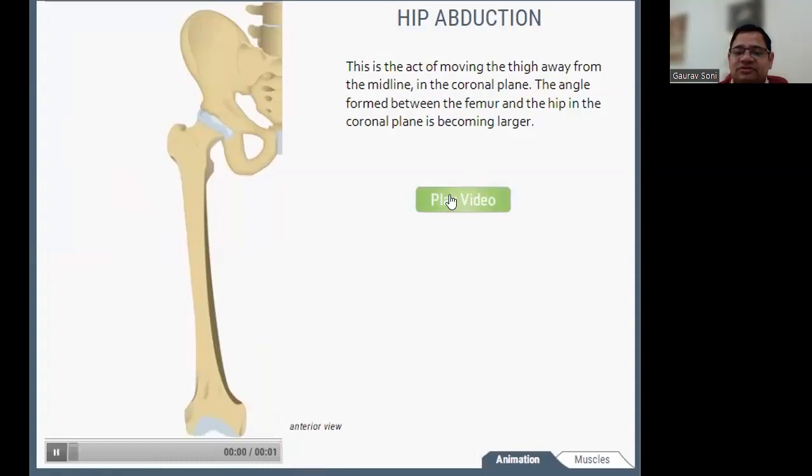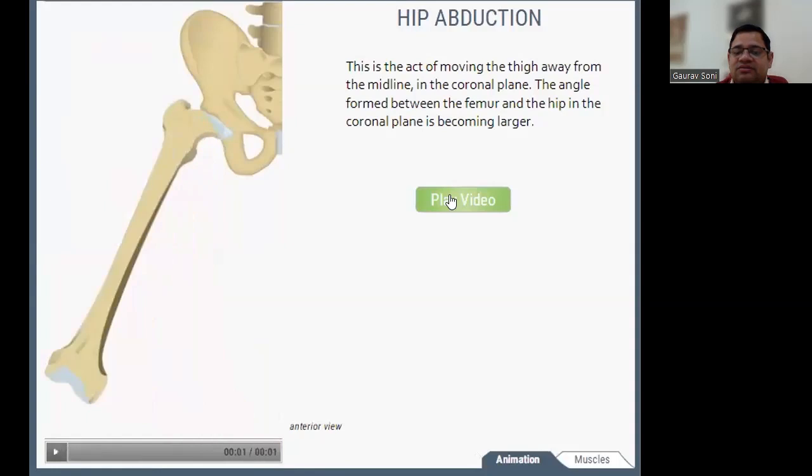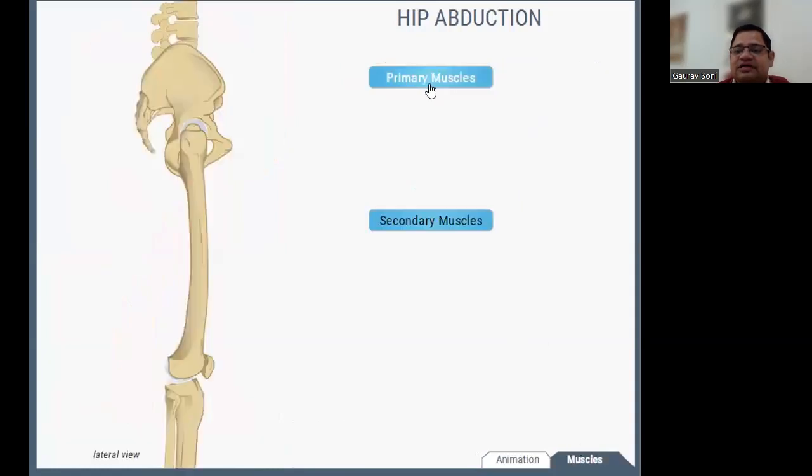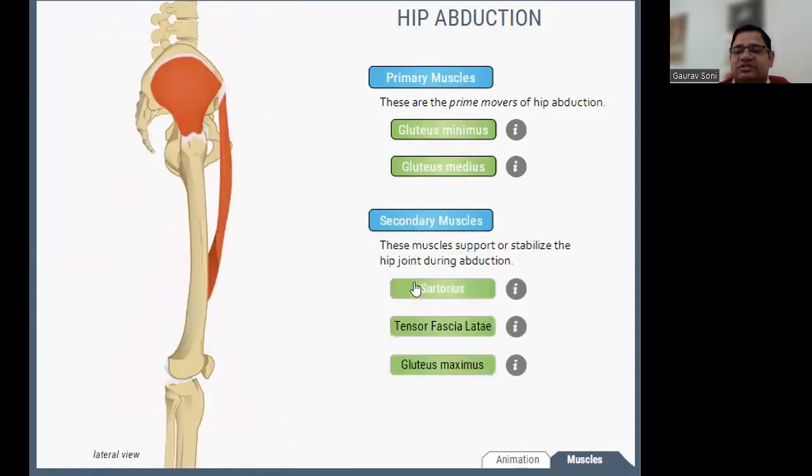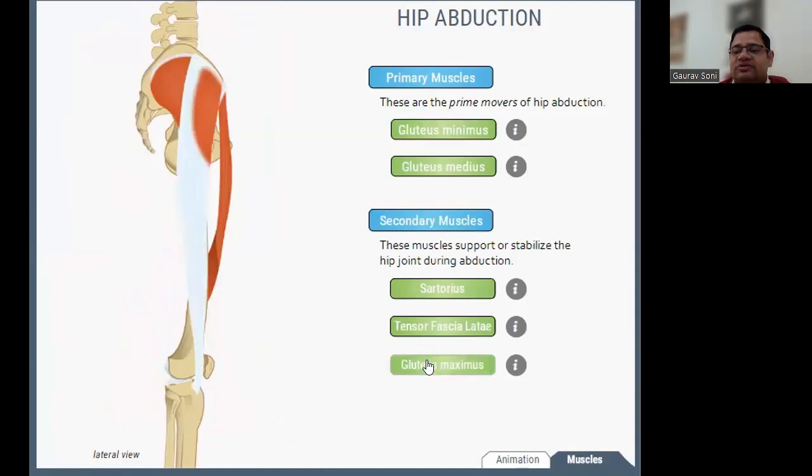You can see the video. Means you're moving away from the midline. The muscles which are helping here, again two groups. Primary group is gluteus minimus and gluteus medius. And secondary group is sartorius, tensor fasciae lata, and gluteus maximus. So these are the muscles which are helping in hip abduction.